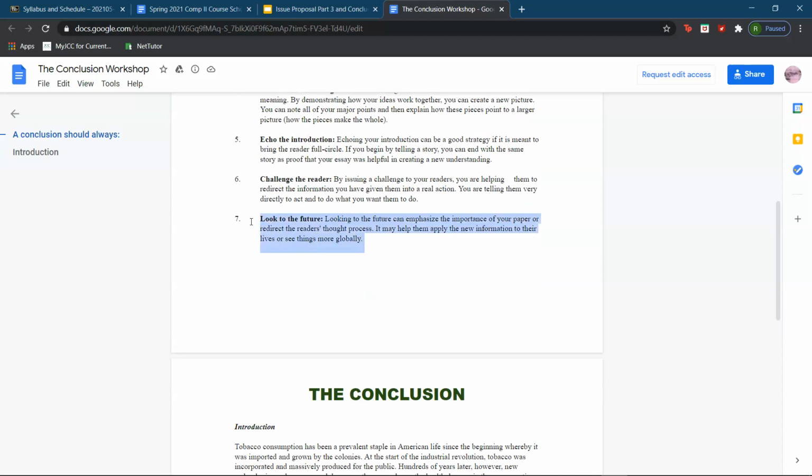You can also think about looking to the future, which can emphasize the importance of your paper or redirect the reader's thought process. It may help them apply the new information to their lives or see things more globally. Especially since we're talking about major societal issues, this is something definitely to be considering.